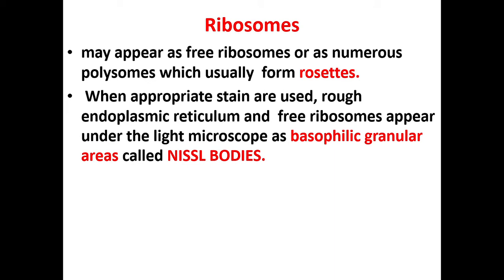The ribosomes of nerve cells may appear as free ribosomes or as numerous polysomes, so they are in groups, which usually form rosette formation. When appropriate stains are used, rough endoplasmic reticulum and free ribosomes appear under the light microscope as basophilic granular areas called Nissl bodies. So the presence of ribosomes in the neuroplasm of nerve cells makes the nerve cell appear granular under the microscope. And take note, these basophilic granular structures are often referred to as Nissl bodies.